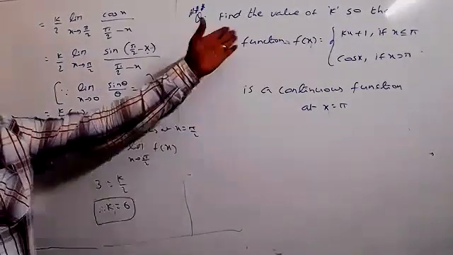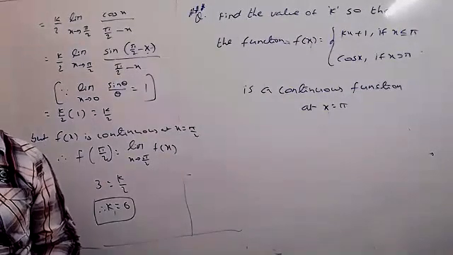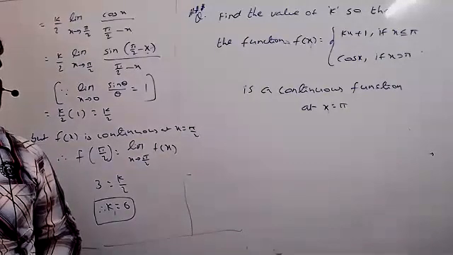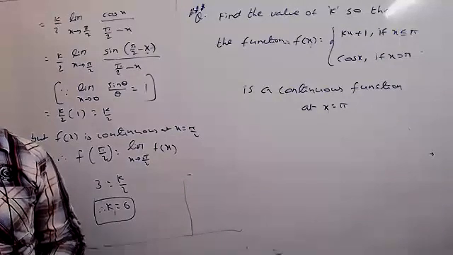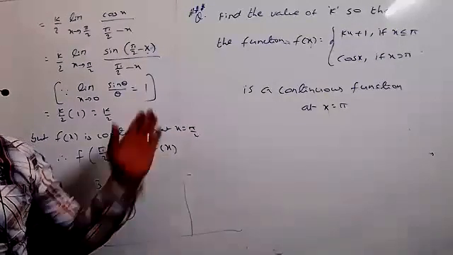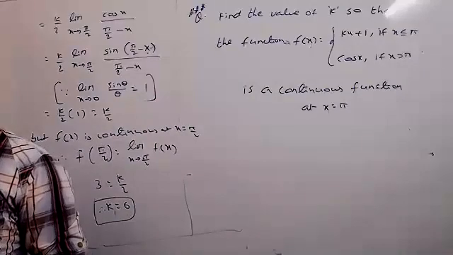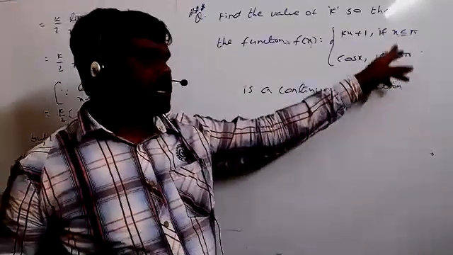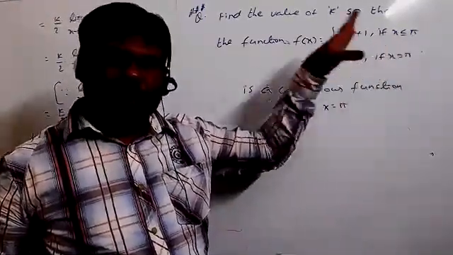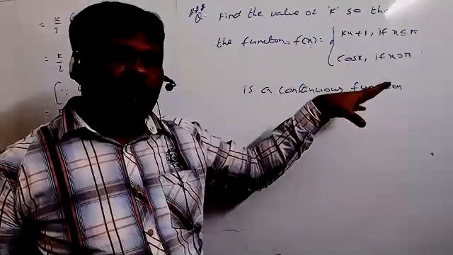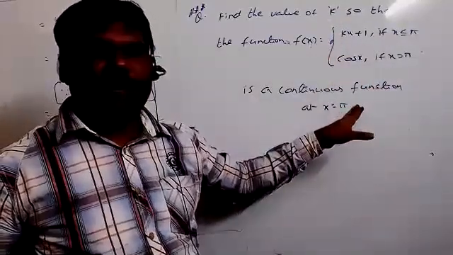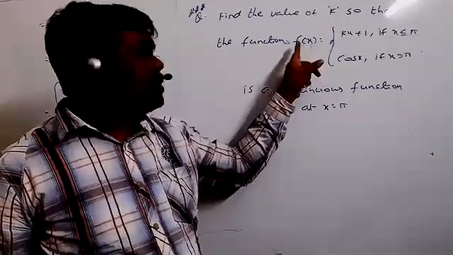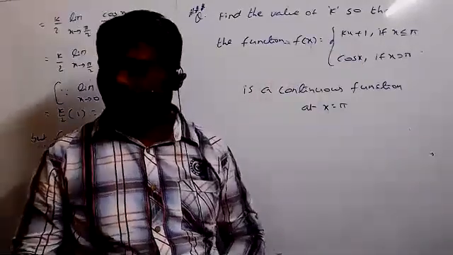Find the value of k so that the function f of x equal to kx plus 1 if x is less than or equal to pi, and cos x if x is greater than pi, is a continuous function at x equal to pi. Based on the given conditions, we can easily find the left hand limit, the right hand limit, and we also have to find f of pi. Suppose we take f of pi, x equal to pi. What function will we take? Please tell me.